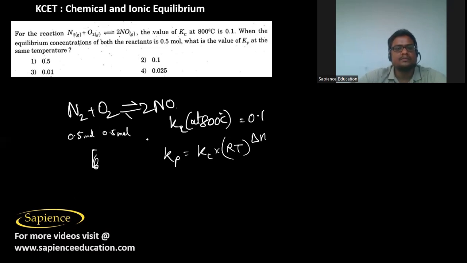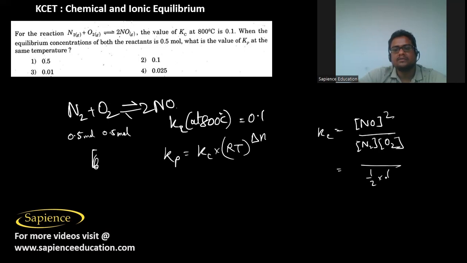So here Kc will be equal to the molar concentration of NO whole square divided by the concentration of N2 into concentration of O2. Now the equilibrium concentration of both the reactants is 0.5 only. So this will be half, this will also be half. And NO concentration whole square is equal to 0.1. Therefore, NO concentration is equal to 0.1 divided by 4.